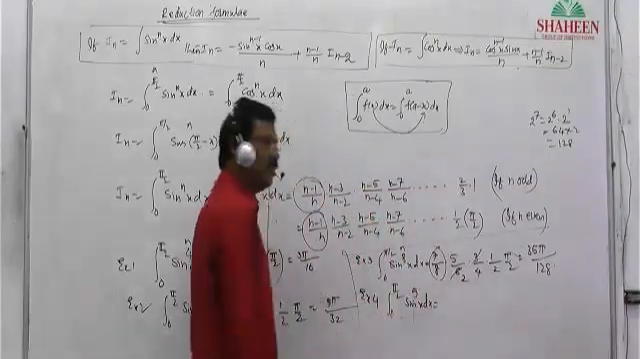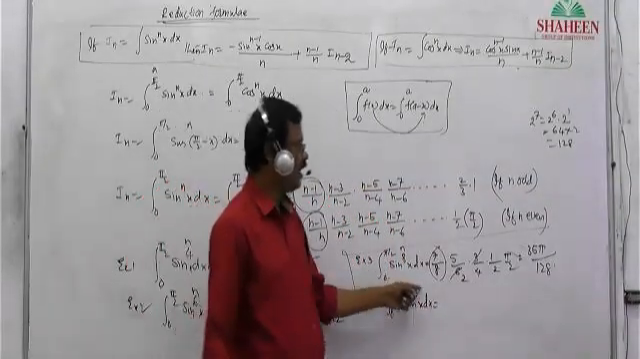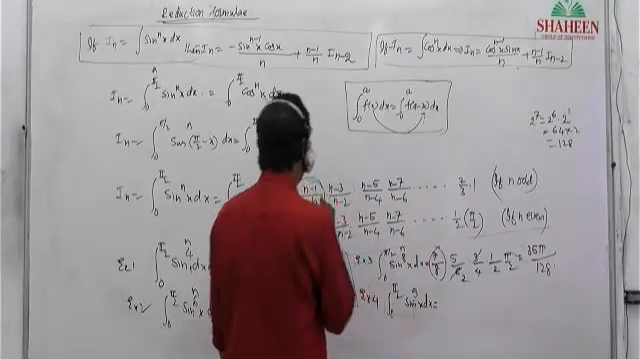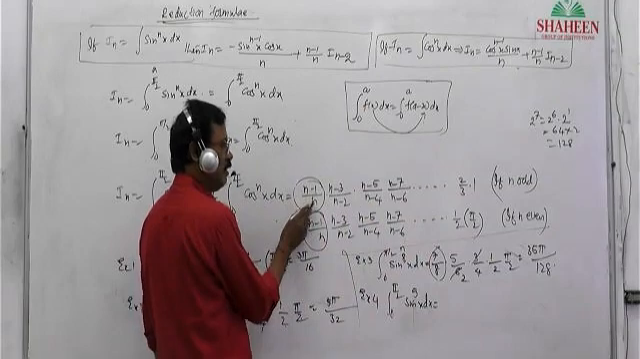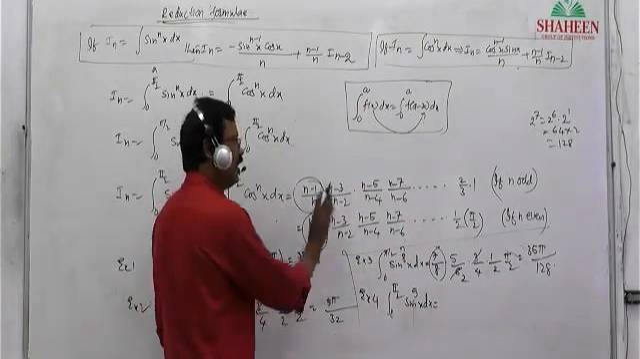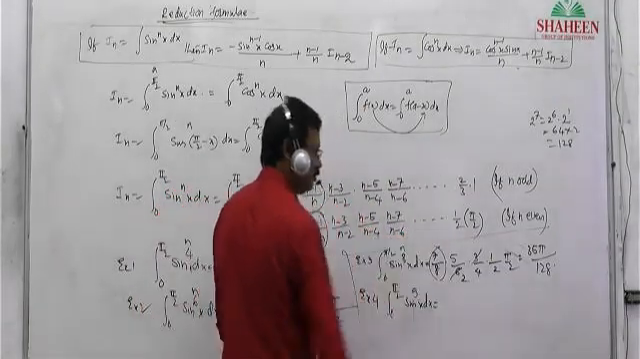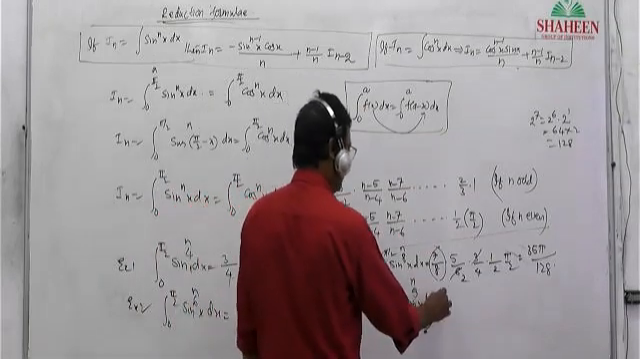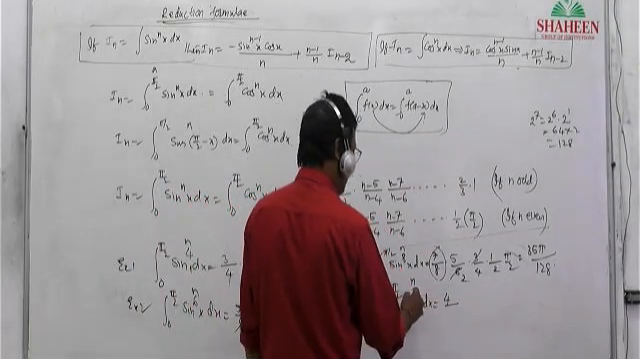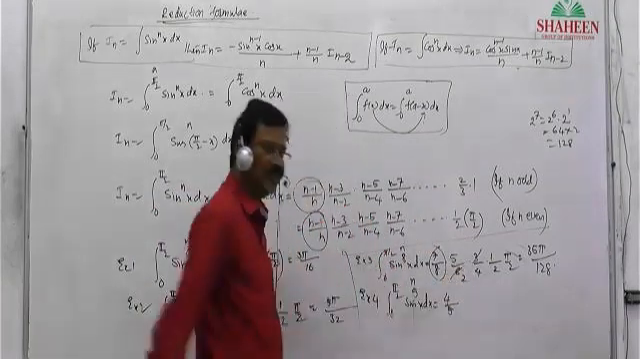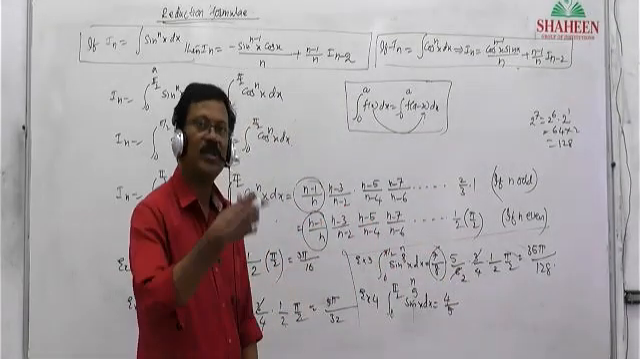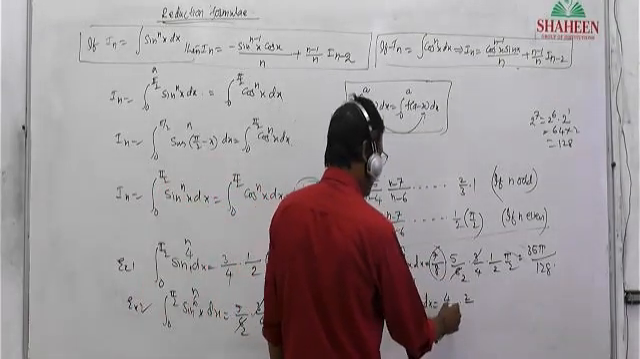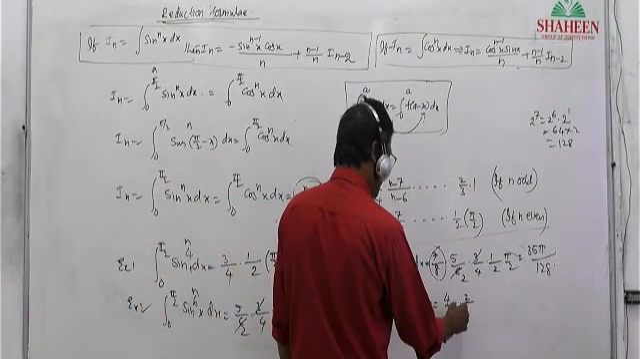Now n is odd. Definitely the last number will be 2 by 3. First number, remember n minus 1 by n. Just remember that. N is 5, so 5 minus 1 is 4, by n which is 5. Now go on writing with a difference of 2: 4 minus 2 is 2, 5 minus 2 is 3.